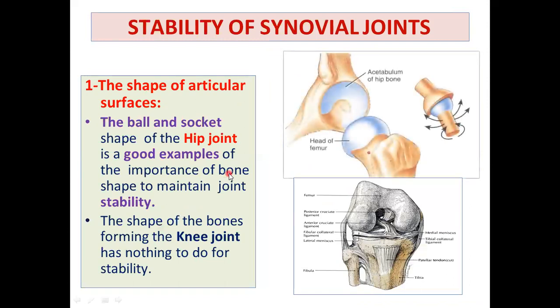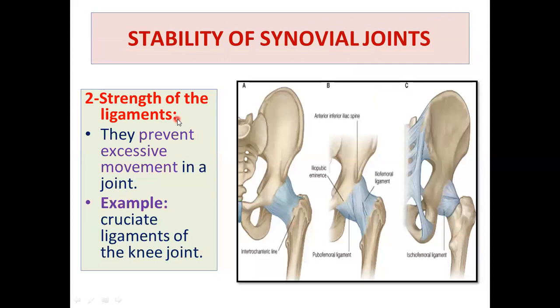Now the stability of a synovial joint depends on the shape of the articular surfaces. The ball and socket shape of the hip joint is a good example of the importance of bone shape to maintain joint stability. The shape of the bones forming the knee joint has nothing to do with stability.